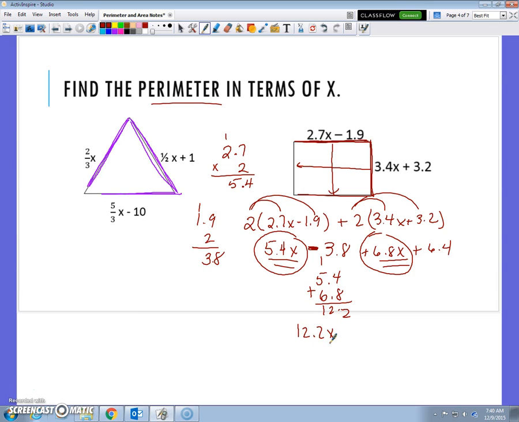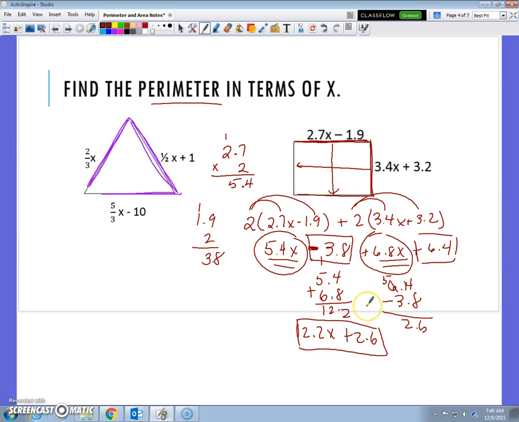And I have a negative 3.8 and a positive 6.4. So what I'm going to do is take positive 6.4 and subtract my 3.8 because it is a negative 3.8. 2.6. It's a positive 2.6. So there we go. There's our answer: 12.2x plus 2.6. So for a perimeter, there you go.